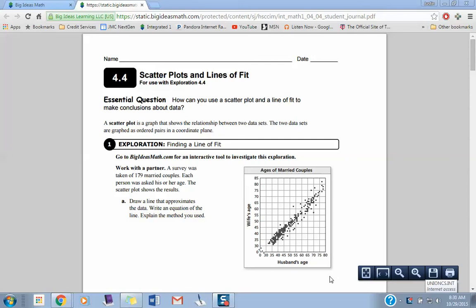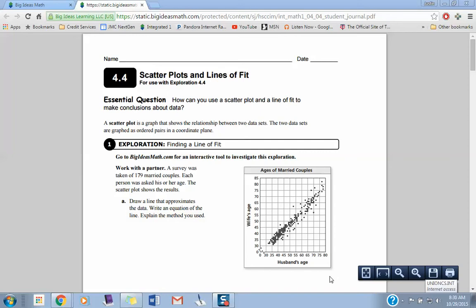4.4 is entitled Scatter Plots and Lines of Fit. And what we're asking ourselves is how can you use a scatter plot and a line of fit to make conclusions about data? I'm going to volunteer to read my definition of scatter plot right there for me first. Go ahead, Tori. A scatter plot is a graph that shows the relationship between two data sets. The two data sets are graphed in ordered pairs.